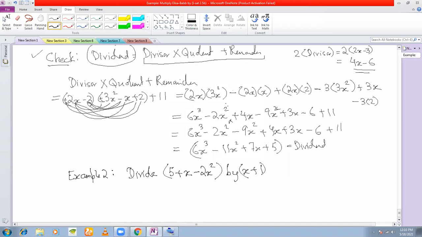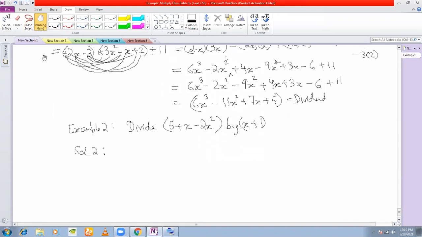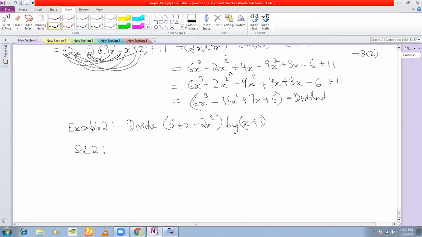So clearly, you see that dividend here is 5 plus 2x minus 2x square. Divisor here is x plus 1. What else do you see? That the degree of the dividend here is 2. Degree of the divisor here is 1. So it's okay. You can carry out the division. So let us carry out the division.